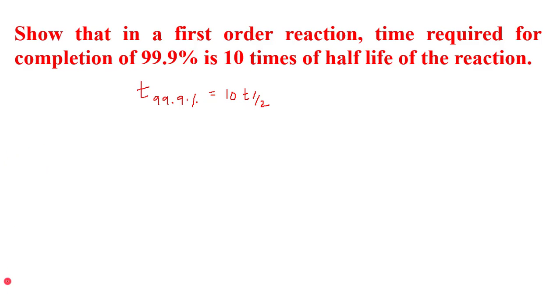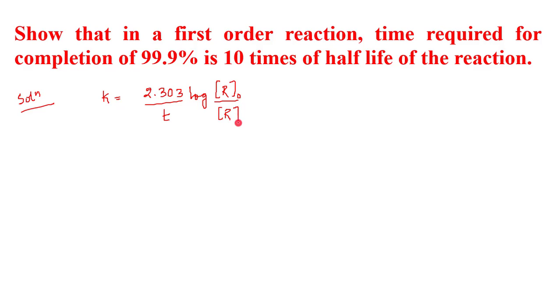So for this, what we will do is we will take the rate constant expression: k is equal to 2.303 divided by t, log of R naught by R. As we know, k stands for rate constant, t is the time, R naught is the initial concentration, and R is the amount of reactant left after time t, right?